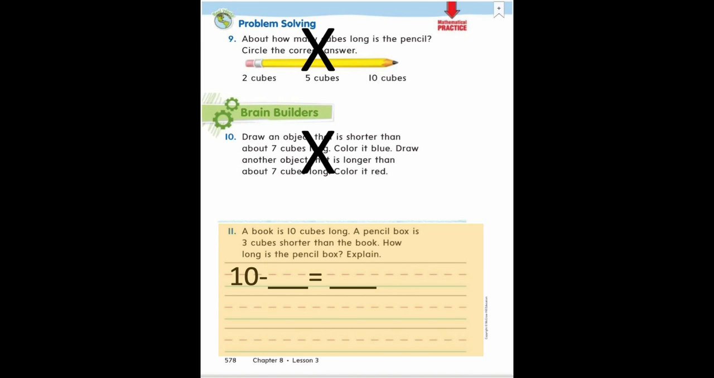On the back side, I'm just going to have you skip numbers 9 and 10 and skip down to number 11, which says a book is 10 cubes long. A pencil box is 3 cubes shorter than the book. How long is the pencil box? Explain. And I've already given you a hint, first graders. I've put that subtraction problem there. If the book is 10 cubes long, what other numbers will you use in this number sentence?